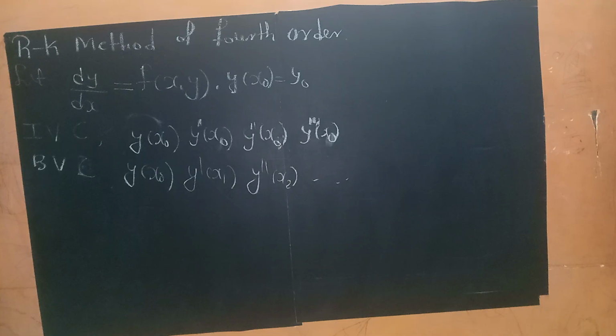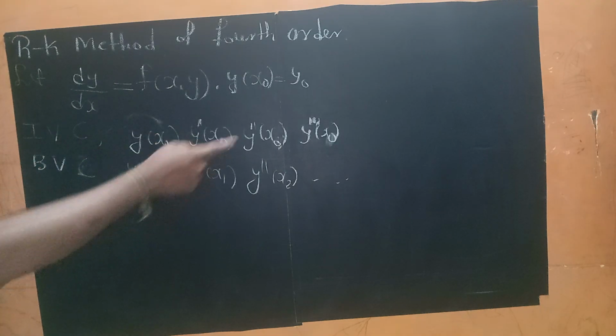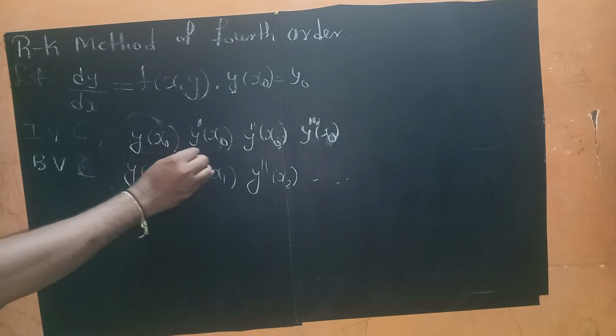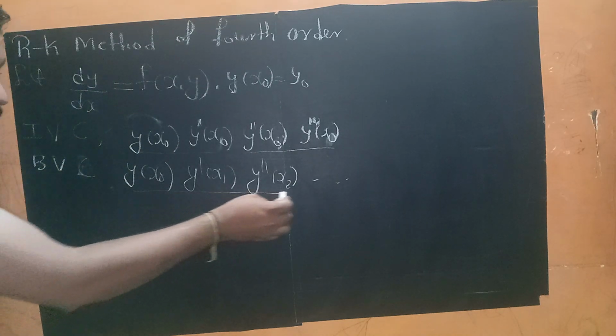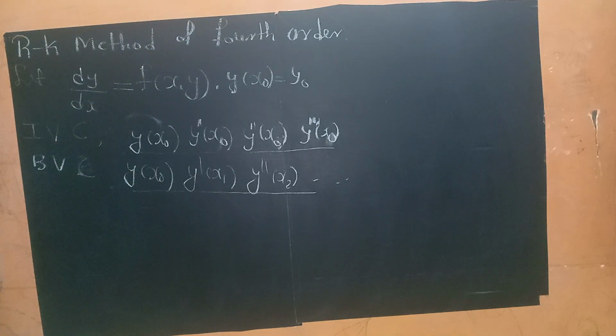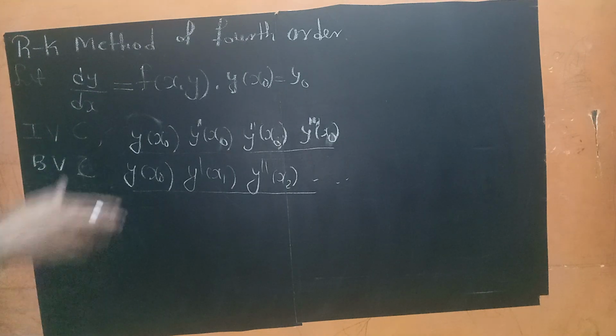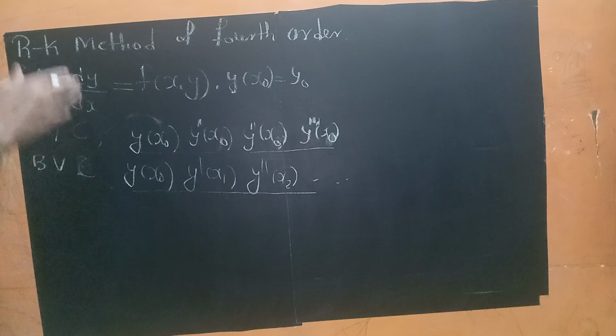I hope it is clear, dear students. You see the difference between both the conditions. Here the function and its derivatives are defined at the same point, therefore they are called initial conditions, and where the function and its derivatives are defined at different points or more than one point, such conditions are called boundary conditions. The problem with initial conditions is called an initial value problem, and the problem with boundary conditions is called a boundary value problem. Now here we are discussing the solution of the differential equation with the initial condition using the RK method of fourth order.